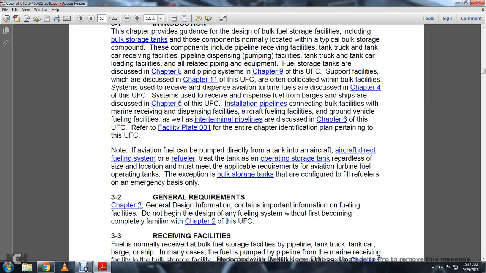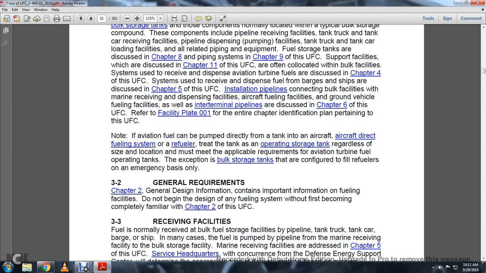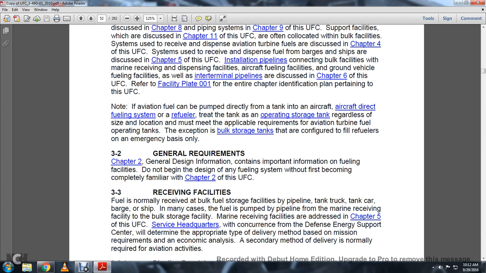Note that if aviation fuel can be pumped directly from a tank into the aircraft direct fueling system or refueler, treat the tank as an operating storage tank regardless of the size. Location must meet the applicable requirements for aviation turbine fuels. Operating tanks are an exception to bulk storage tanks when configured to fill refuelers for emergency base use only.